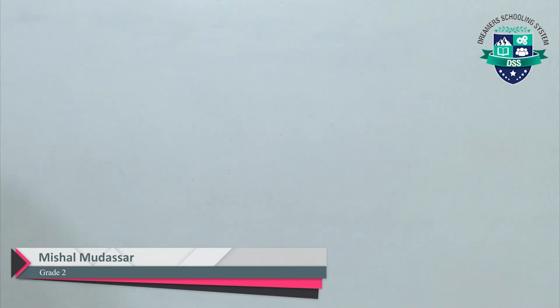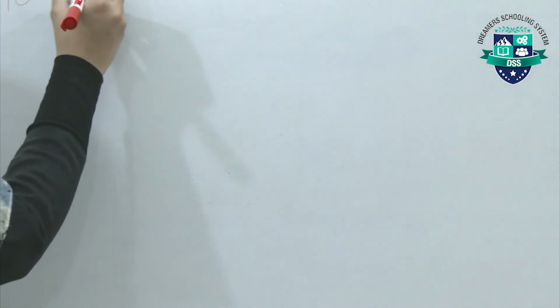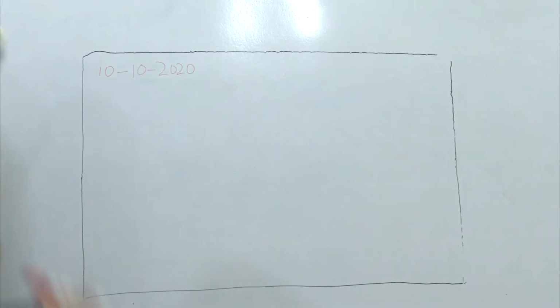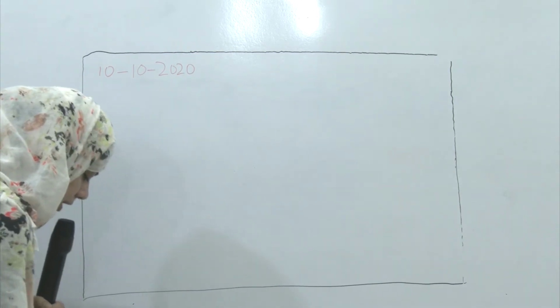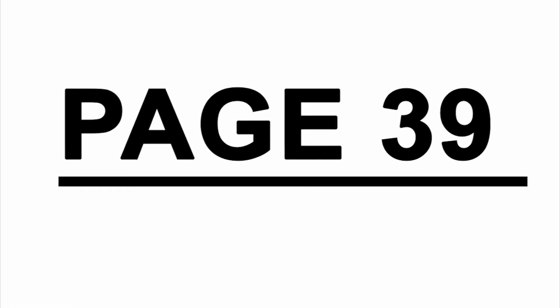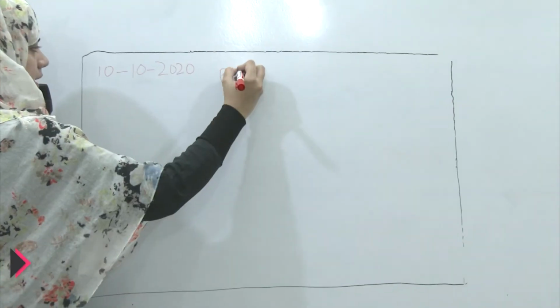So let's write the date today, that is 10 September 2020. So open your books, Primary Mathematics, open page number 39, and let's start.